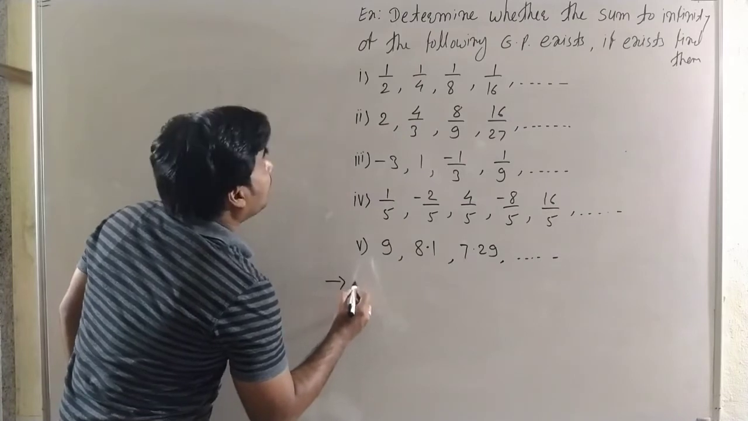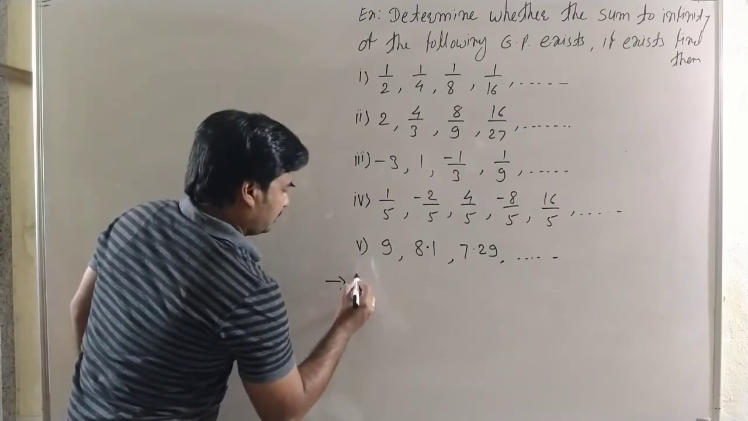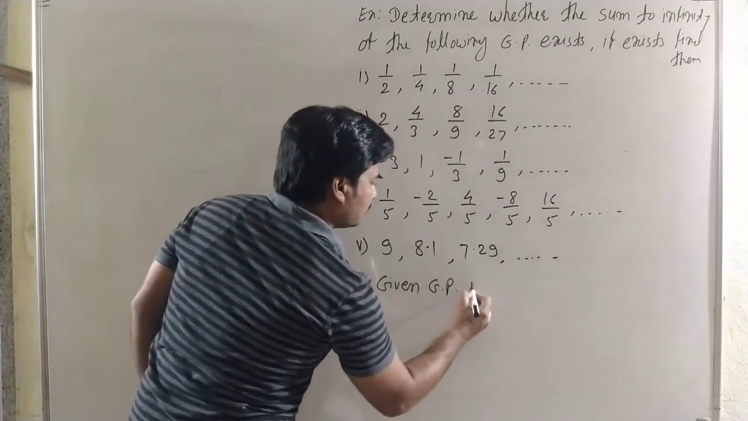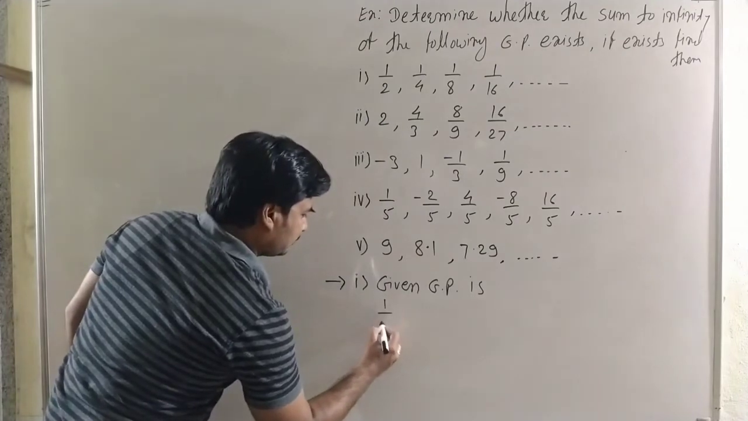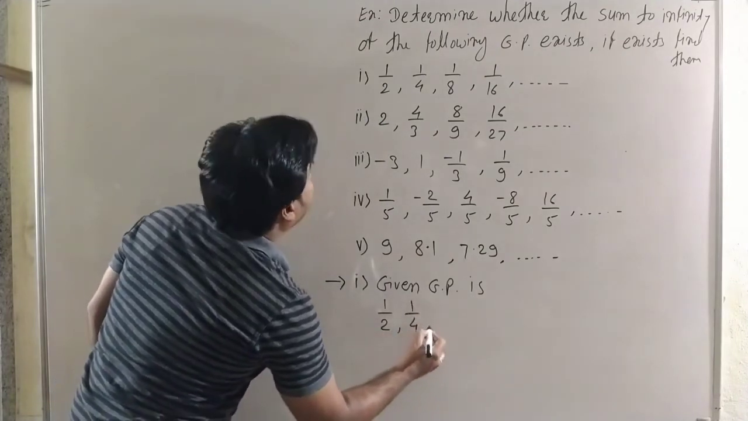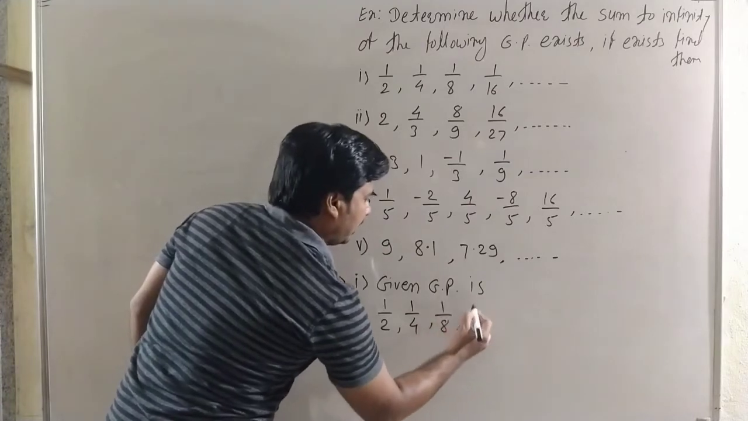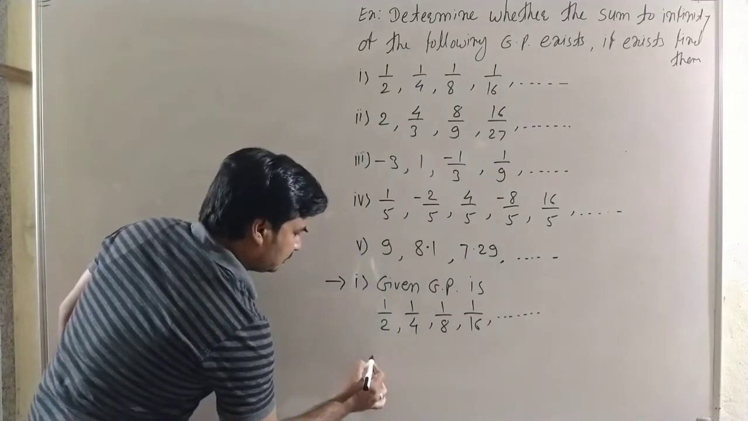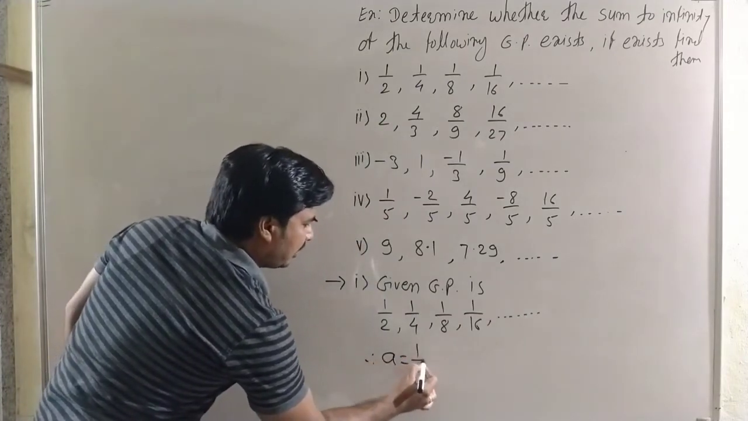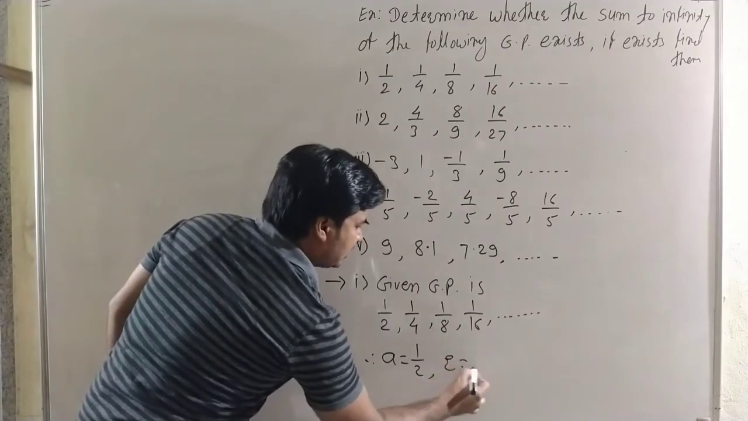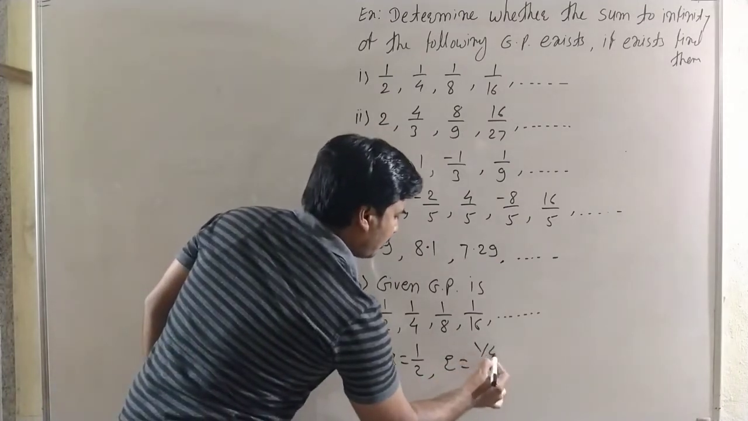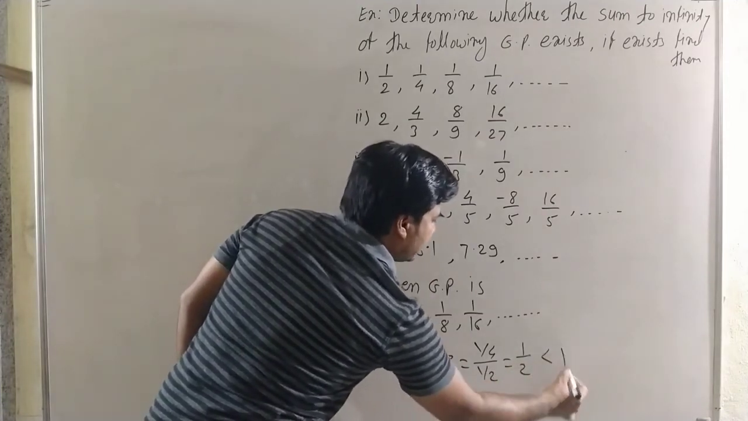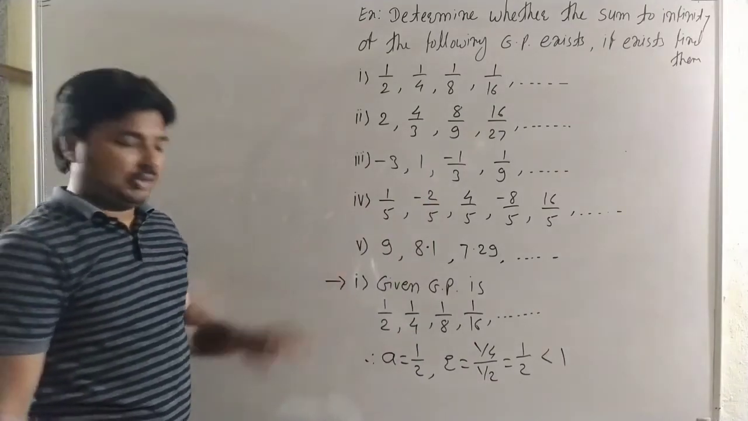Solution. The given geometric progression is 1 by 2, 1 by 4, 1 by 8, 1 by 16, up to infinity. Now here a is equal to 1 by 2 and r is equal to 1 by 4 upon 1 by 2, that means 1 by 2, which is less than 1. That means the sum of the infinite terms exists.